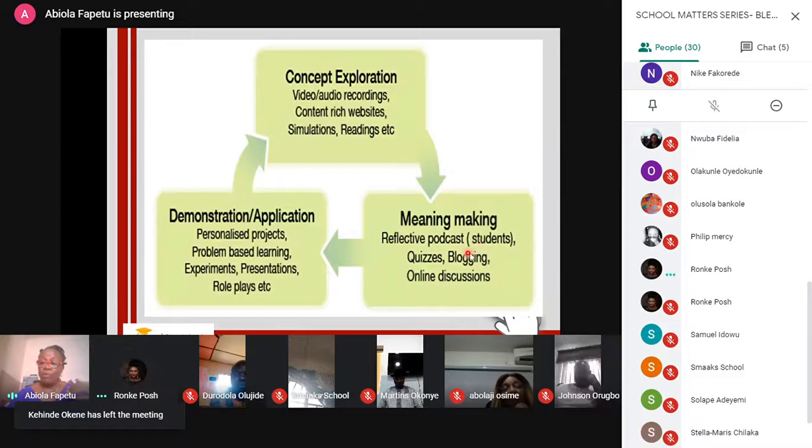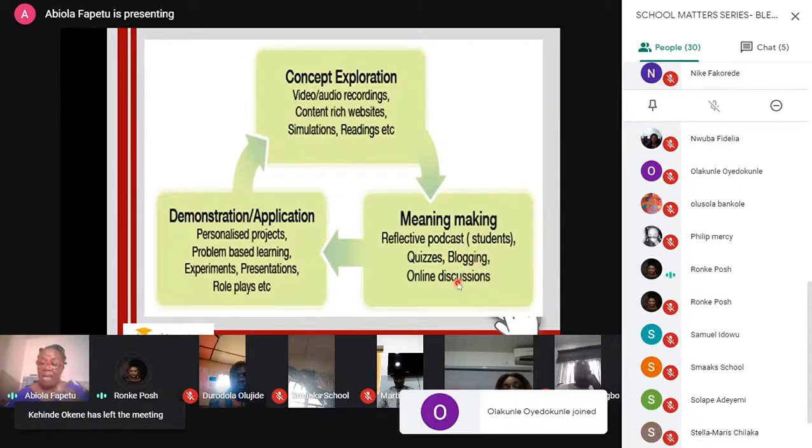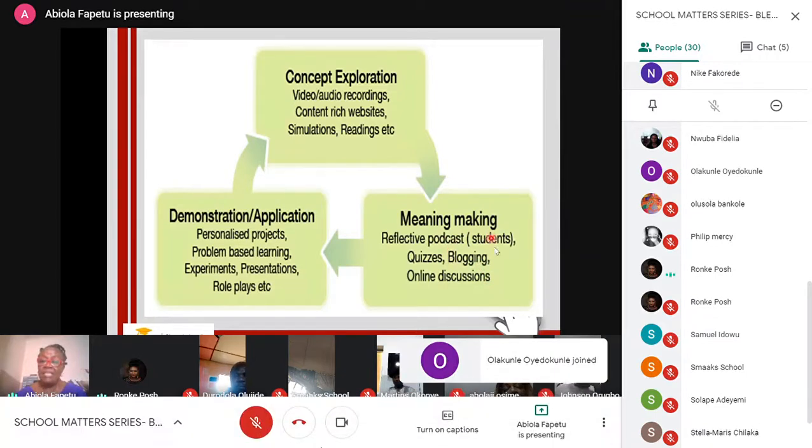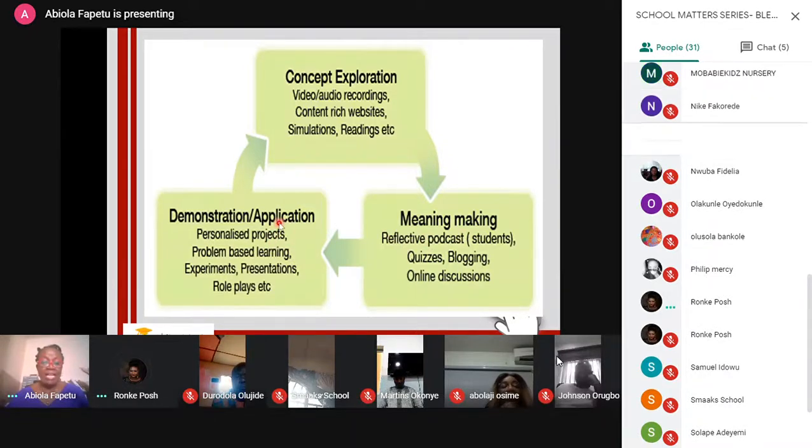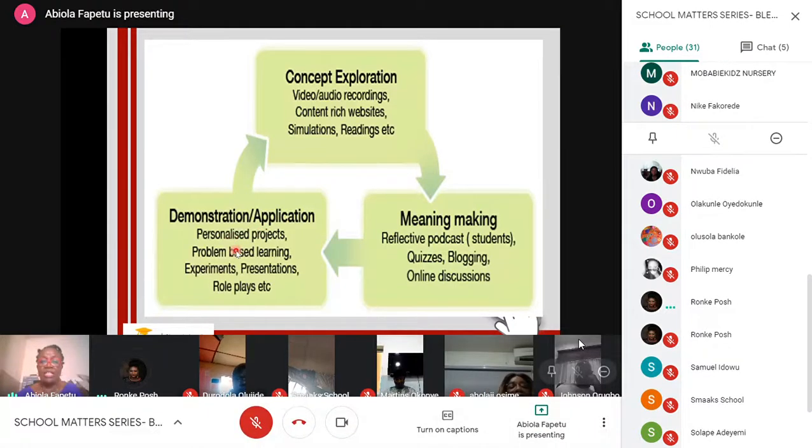Then we have quizzes, blogging, online discussions. These are students participating in this stuff. So the teacher is just there to guide them. And then finally, they demonstrate and they apply by going into personalized projects, problem-based learning, experiments, presentations, and role plays.